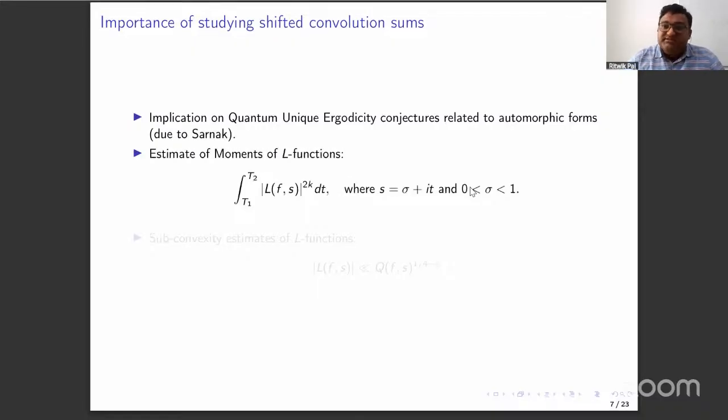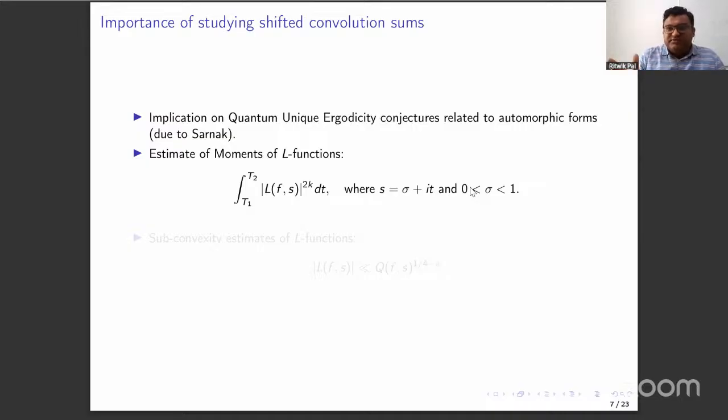Second, it appears in the moments of L-functions, especially after we write the L-function in terms of the approximate functional equation. Once the approximate functional equation is applied, it appears naturally in some non-diagonal terms. That's why the non-trivial estimate for the shifted convolution sums is used in many cases.